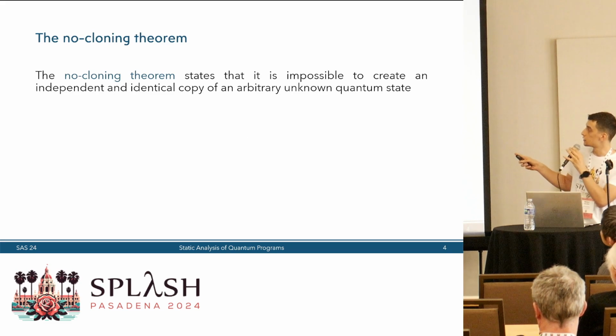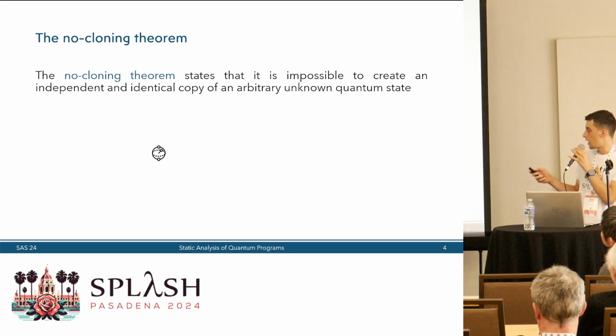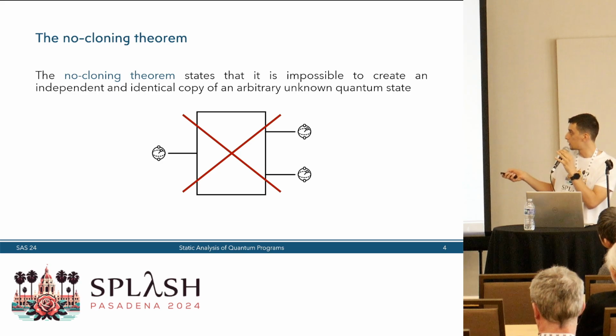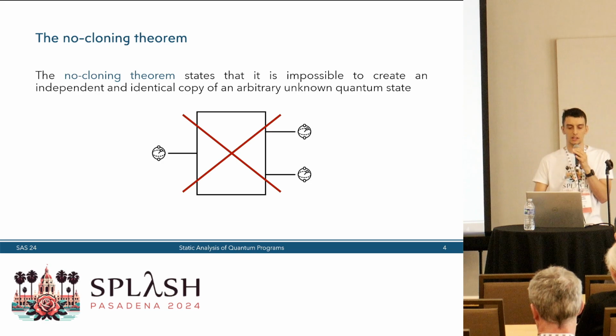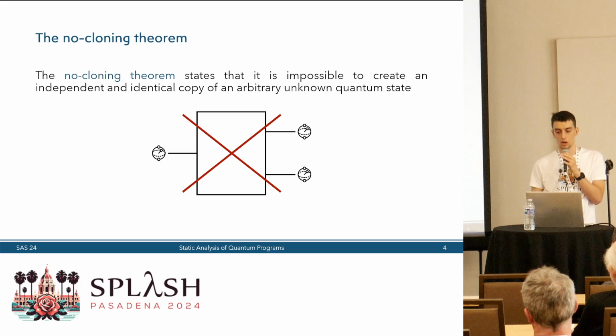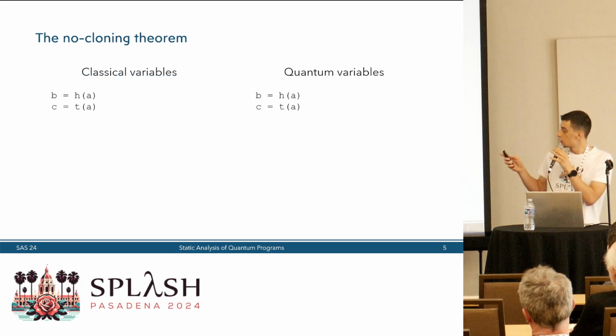The first is the no-cloning theorem, which, as the name states, says that given a quantum particle, we cannot create a procedure that takes the quantum particle and produces two particles that are identical to the first one. So basically, this means that we cannot freely copy a quantum value. In quantum programming, we can see an example.